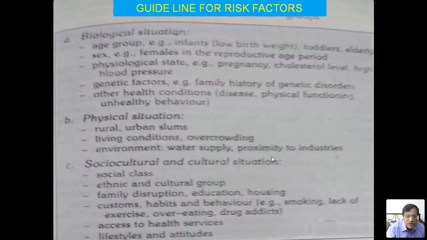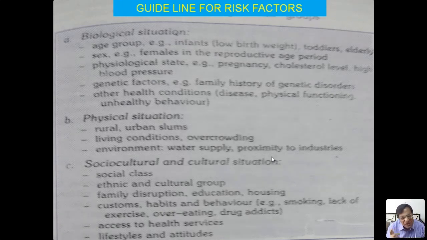Now the guideline for the risk factors: the biological situation, age group, sex group, physiological state, genetic factors, physical situation, rural, socio-cultural and cultural situations. These are very much important, though I have given some light in my earlier slides. The age group, infants, elderly, these are the biological situation. Physical situation: urban, slums, living condition, overcrowding, environment, water supply. These are very much important for us.